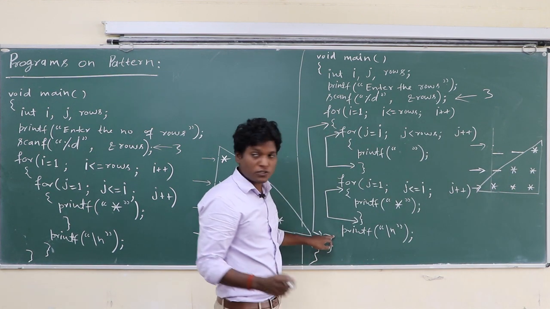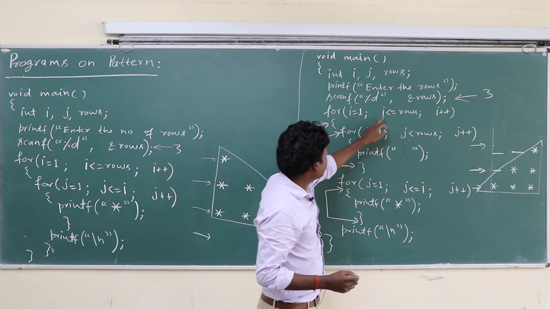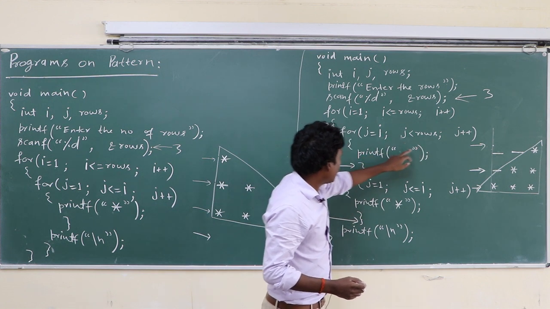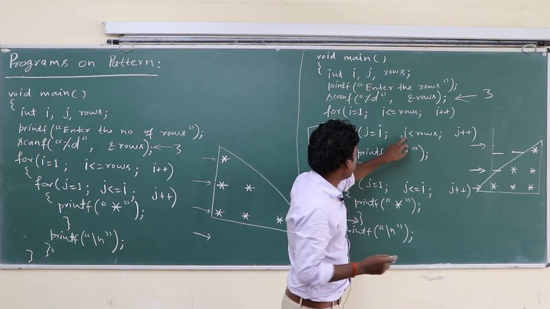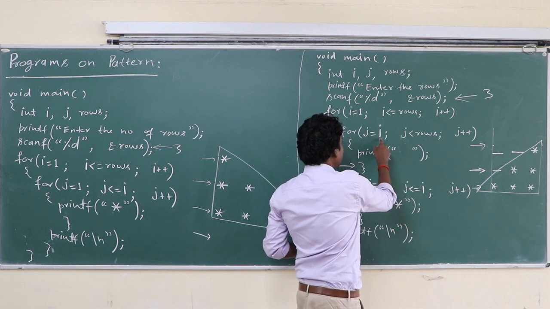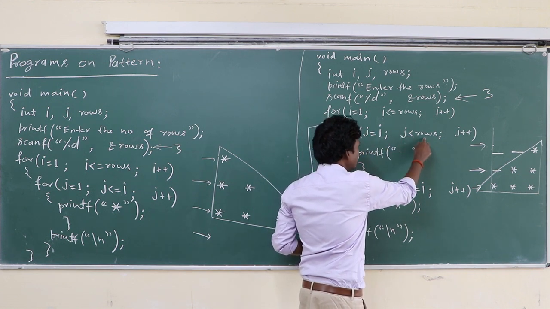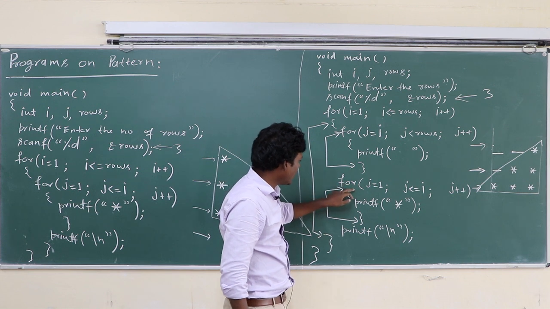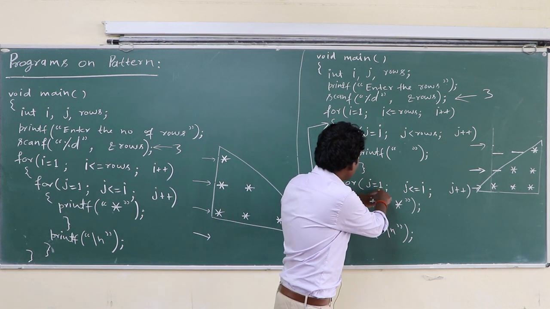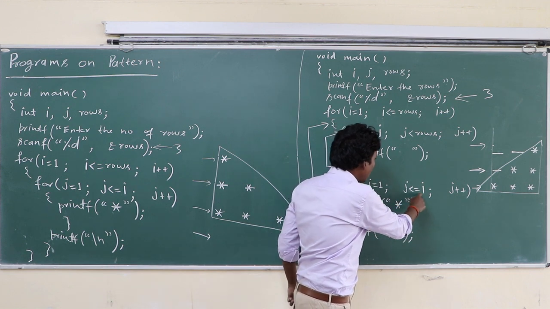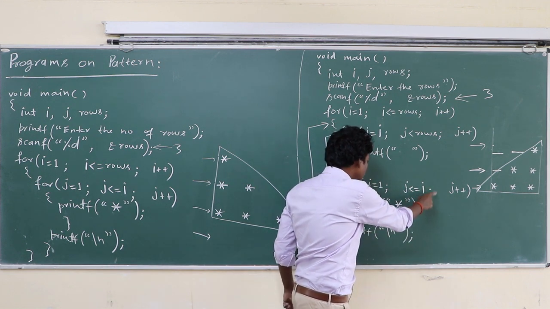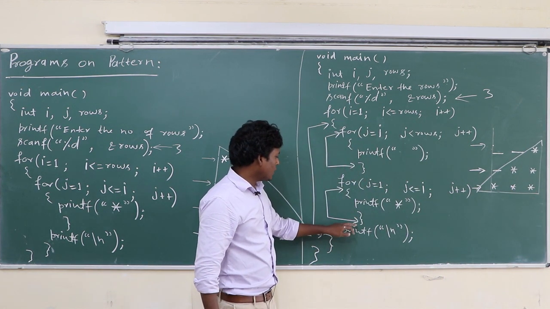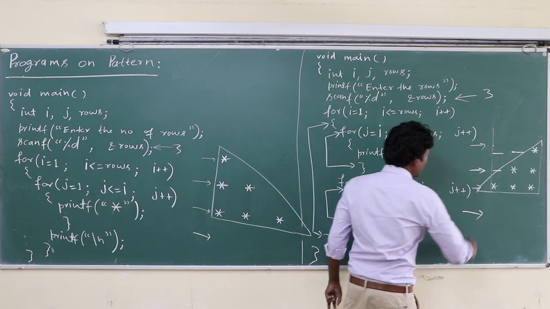Once again i becomes 3, and 3 is less than or equal to 3, yes. Control comes to here. This time this loop does not execute, because i has value 3, so j has value 3, and 3 is less than 3, no. So this space loop does not execute. Control comes to here, and j has value 1, j is less than or equal to 3, because i has value 3. So this loop executed 3 times, and control comes to here, printf backslash n.